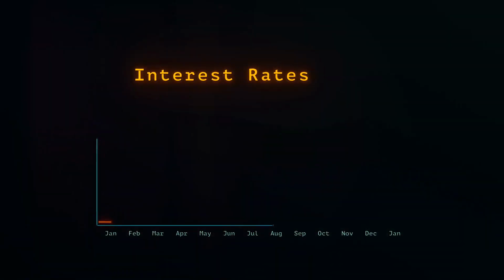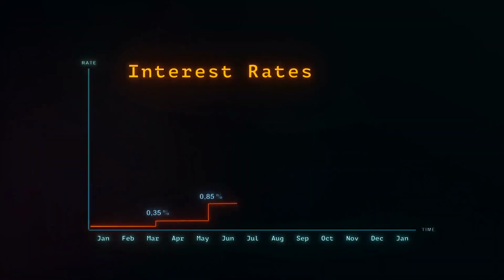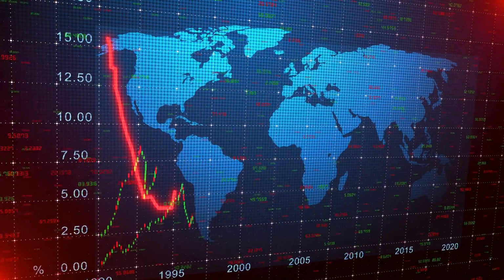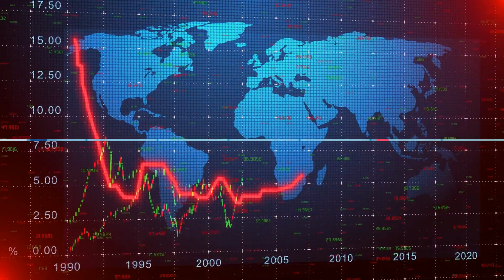Interest rates, too, come under the MMT spotlight. Instead of using interest rates to manage the economy, MMT suggests that the government can and should use its spending power to achieve full employment and price stability.